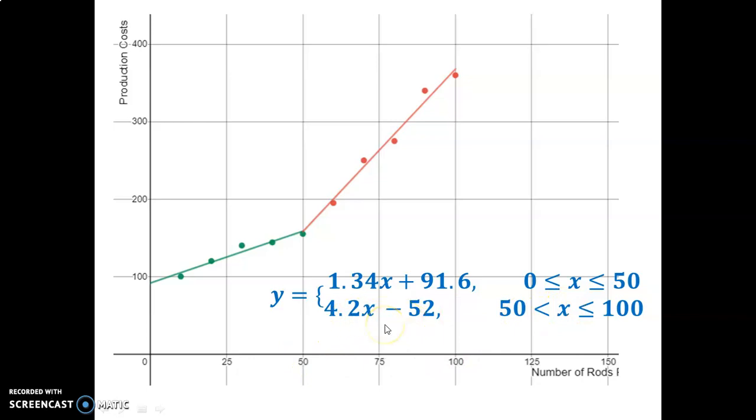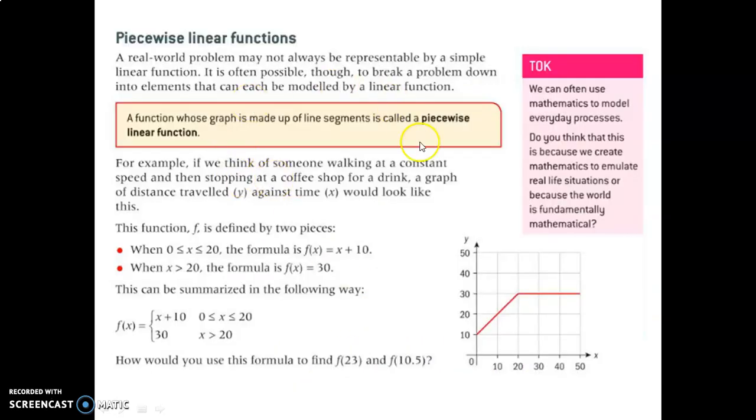is this line. Okay, so to summarize piecewise linear functions, please read this slide. So pause now, read through this, and then we'll look at a couple questions together.